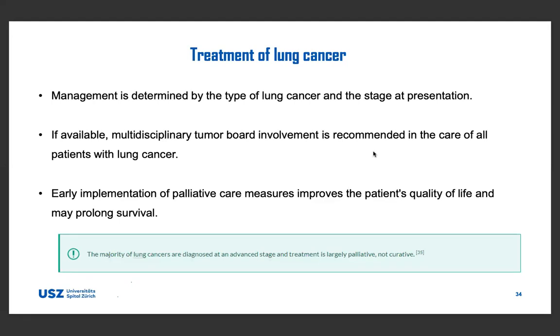Early implementation of palliative care improves quality of life. So what does it mean? We have a lot of patients who come to us and which we cannot cure. That's why it's very important in the very beginning to talk with them, to make sure that they talk to specialists who take care of pain or other side effects of this disease, or the systemic therapy or chemotherapy, to make sure that we not only prolong their survival, but also that the limited time they have, they enjoy a certain quality of life. And as already mentioned, the majority of patients you will encounter with lung cancer will be palliative, not curative.